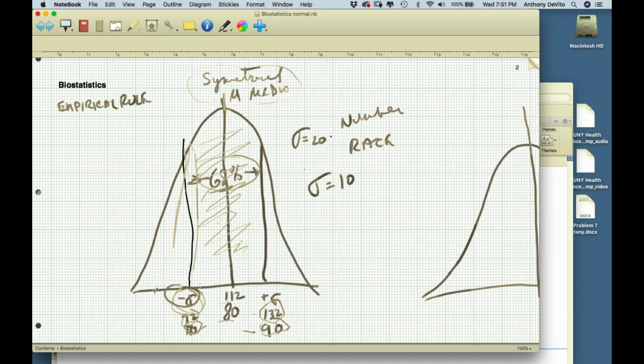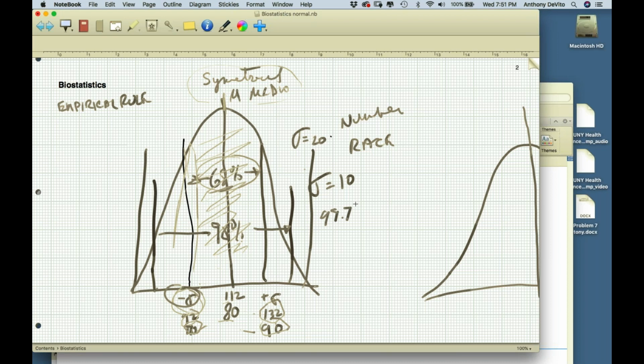We could also go further and say that 2 standard deviations below the mean and 2 above the mean represents 95% of the values, and 3 standard deviations above and below represents 99.7% of the values. So pretty interesting. There's a lot we could do with this.